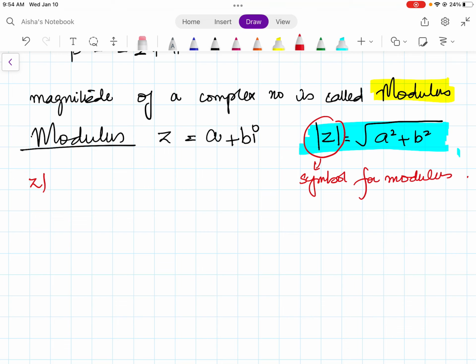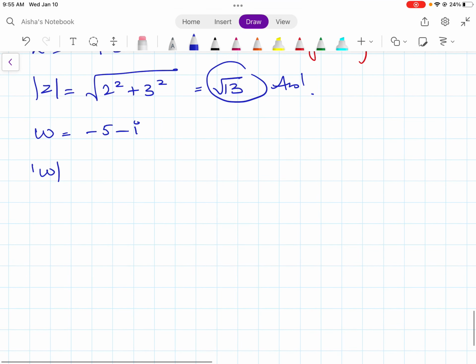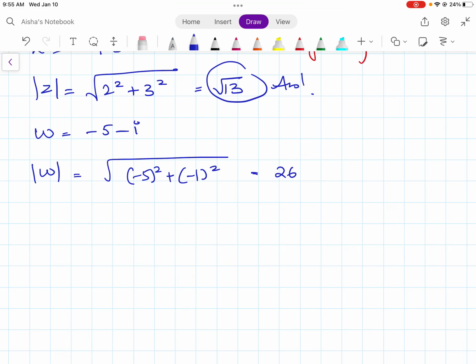So if z is 2 plus 3 iota, modulus of z will be 2 square plus 3 square, the whole under root. 4 plus 9 is 13. If w is minus 5 minus iota, w modulus will be root of 25 plus 1, because squares of a negative number are all positive, 26.